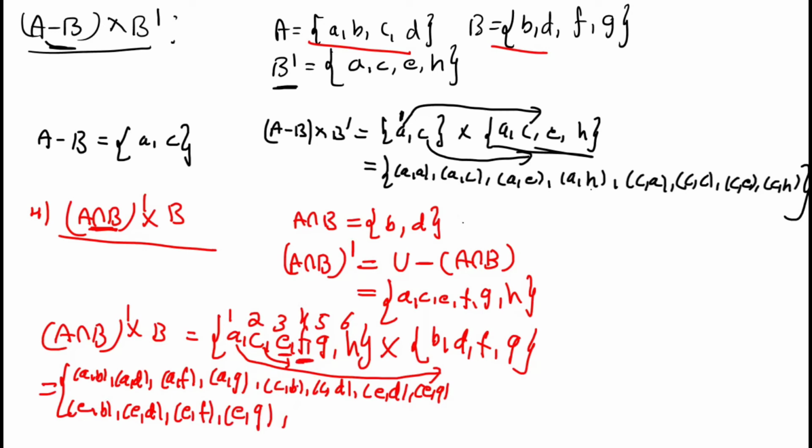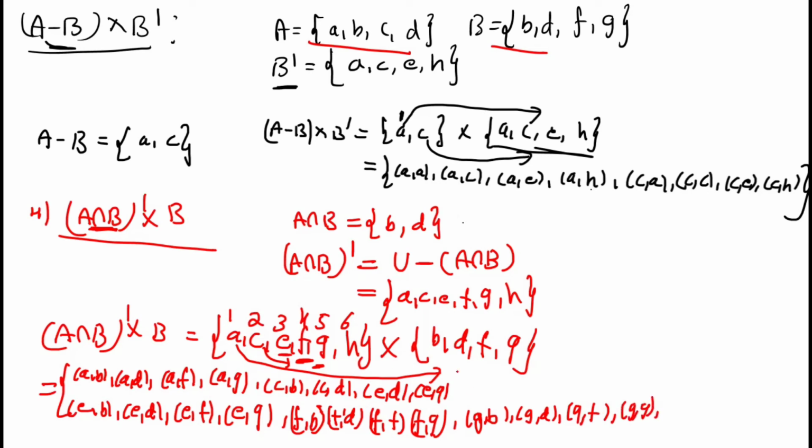Next start with F. So you will get F comma B, F comma D, then F comma F, and F comma G. Then start with G. You will get G comma B, then G comma D, G comma F, and G comma G, and last element, that is H. So you will get H comma B, H comma D, H comma F and H comma G. You need to just pair each element of the first set with each element of the second set. This is the answer for the given question.